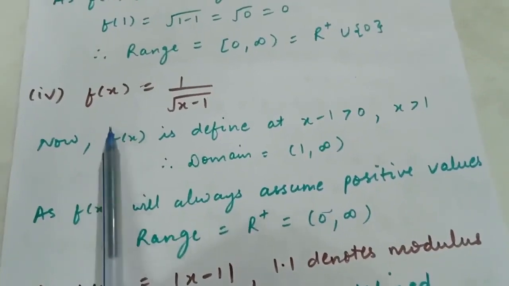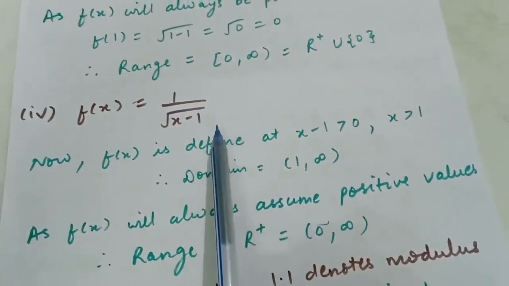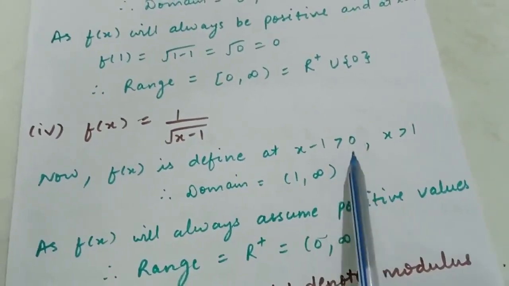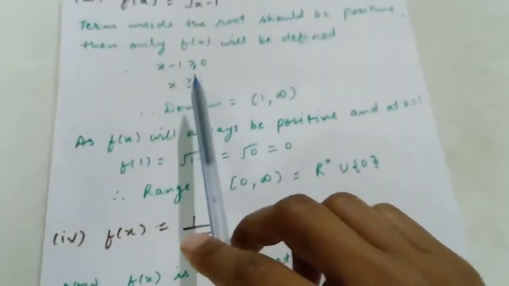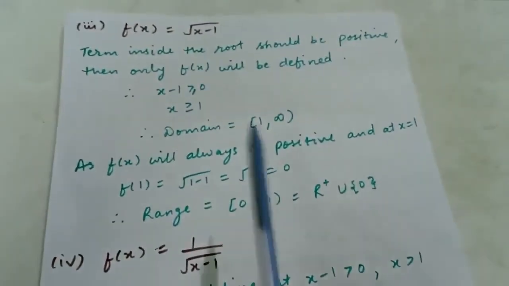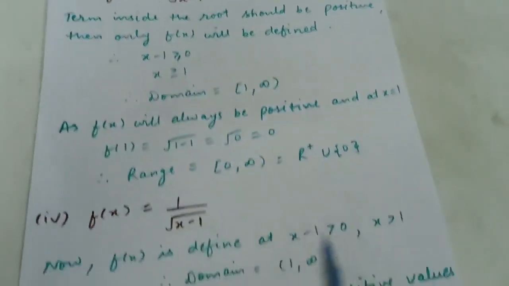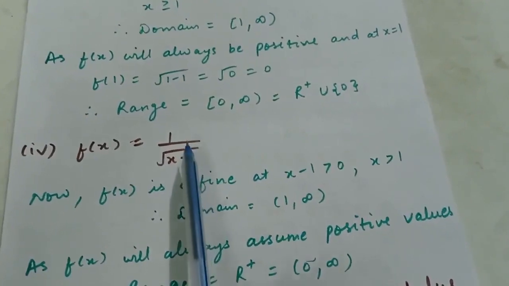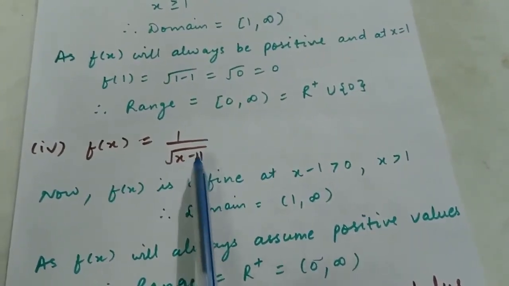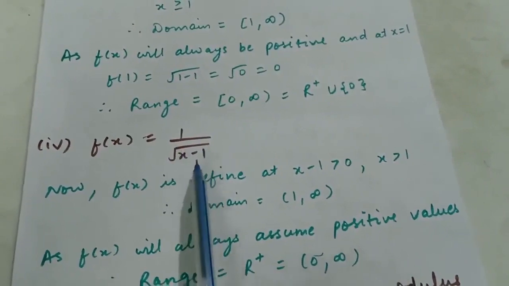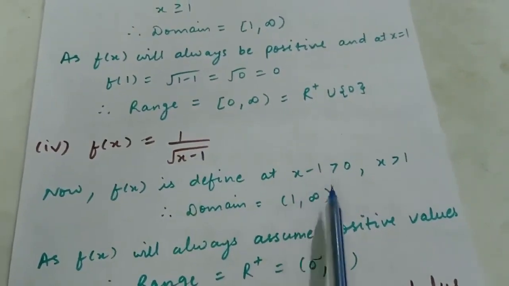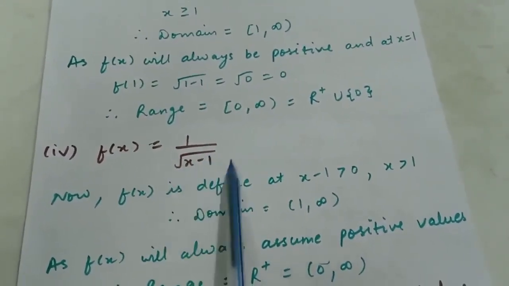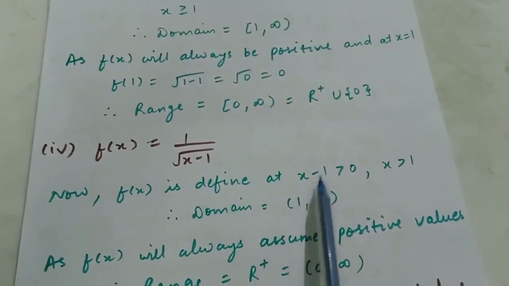Now next is f(x) = 1/√(x - 1). Now f(x) is defined when x - 1 is greater than 0. Why is this so? Because like above, in a root, x - 1 is either equal to 0 or greater than 0. But here we will not take equality, because it is in the denominator. It is 1 upon root x - 1. The root is here, so the term inside the root will be 0 or greater than 0, but this root is in the denominator, so this cannot be 0. Therefore x - 1 is greater than 0.